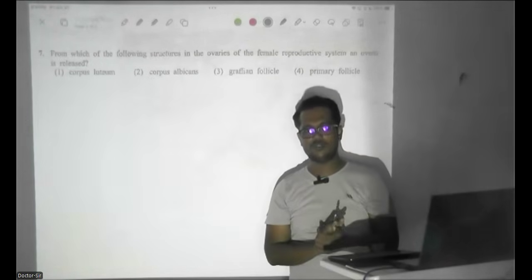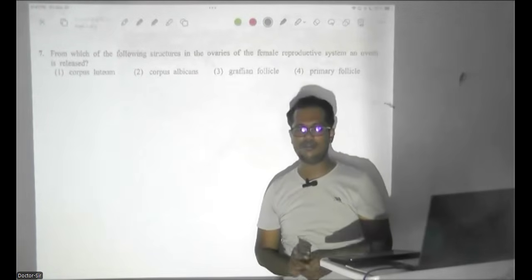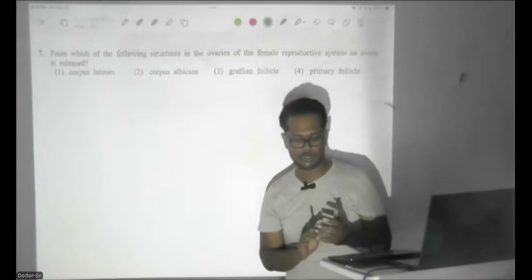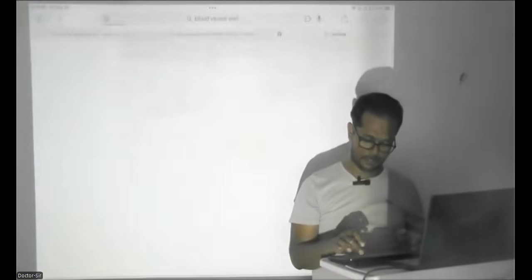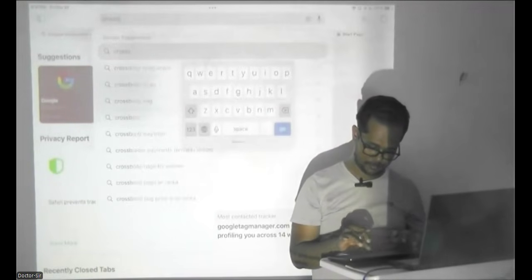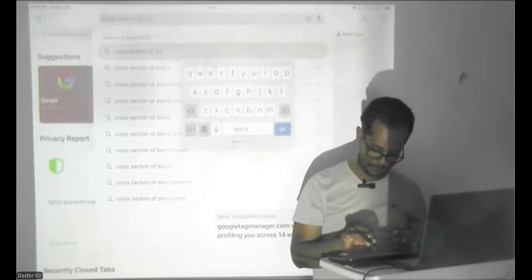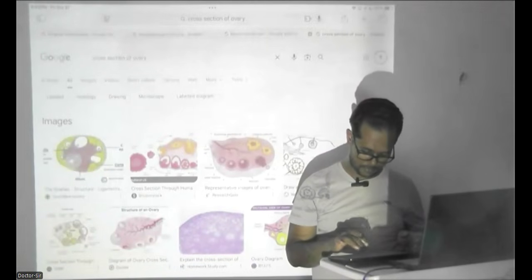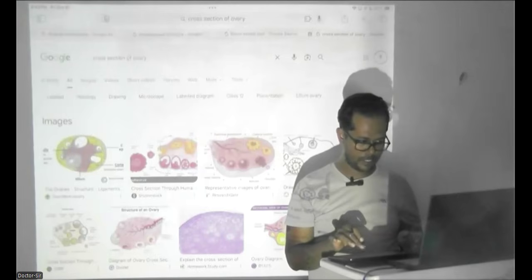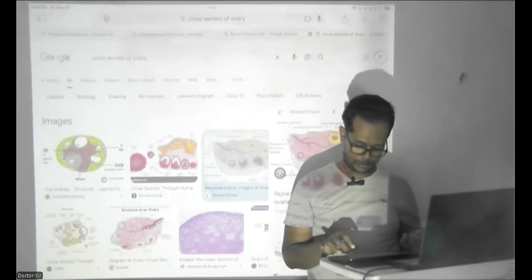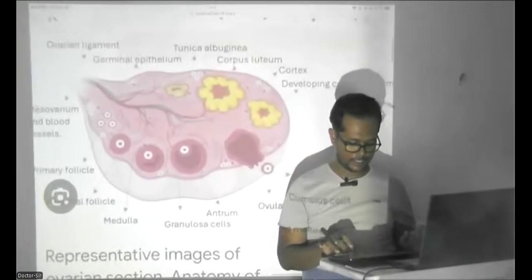Okay, so before going to the answer, I will explain what the structures of the ovary are. So we will look at the cross section of the ovary, right? I will go to Google and I will show you cross sections of the ovary. Now we have a very beautiful image. Let me load the image here. I think my screen is clear, isn't it? Yes, sir. Okay, now you all can see here, right?